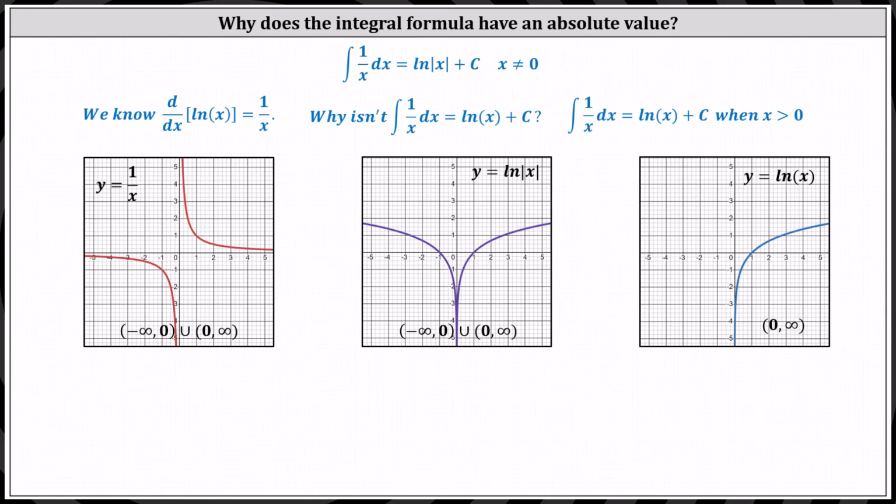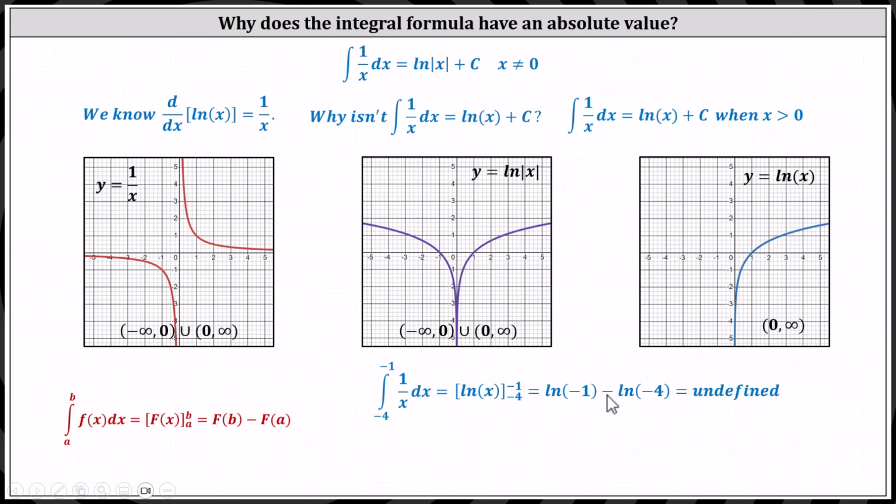The reason this matters is, if we wanted to use the fundamental theorem of calculus and evaluate the definite integral of 1 divided by x, let's say from -4 to -1, we wouldn't be able to use the antiderivative of natural log x, because if we tried, we get the natural log of -1 minus the natural log of -4, and -1 and -4 are not in the domain of the natural log function. However, if we use the antiderivative natural log absolute value of x, we can evaluate this definite integral. We get natural log absolute value of -1 minus natural log absolute value of -4, which equals natural log 1 minus natural log 4. And now let's get to the proof.